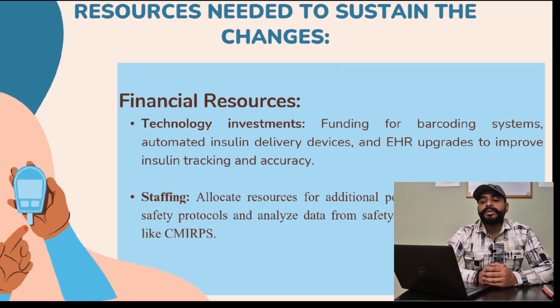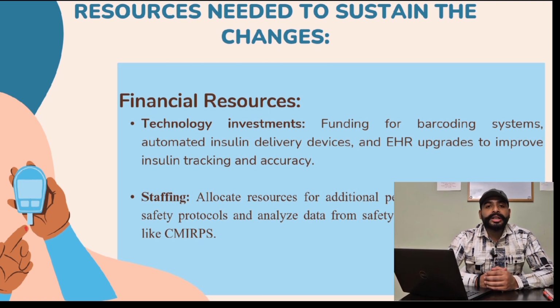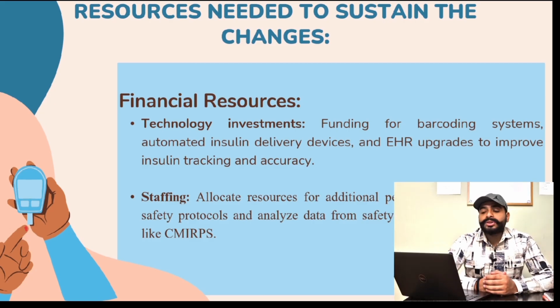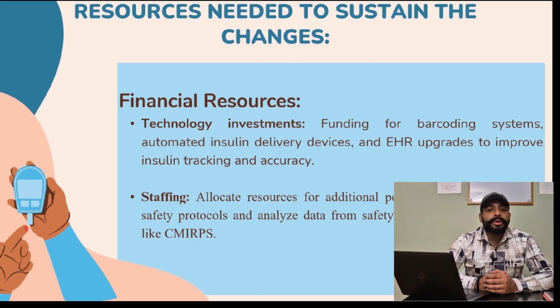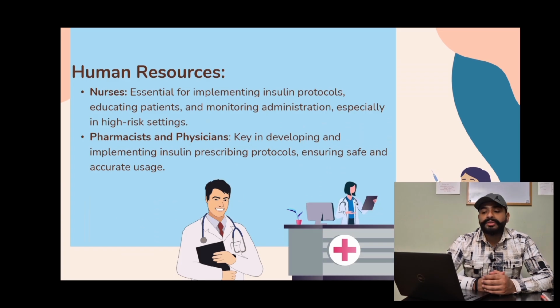Resources needed to sustain this change: first of all, we have financial resources, which include technology investments; funding will be needed for barcoding systems and automated insulin delivery devices. We have staffing, where resources should be allocated for hiring additional personnel or designating specific roles. And in human resources, we have nurses, pharmacists, and physicians. By consistently leveraging these resources, the goal of reducing medication errors related to insulin safety can be achieved.